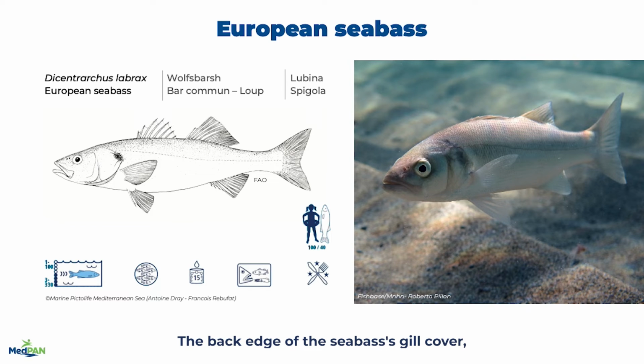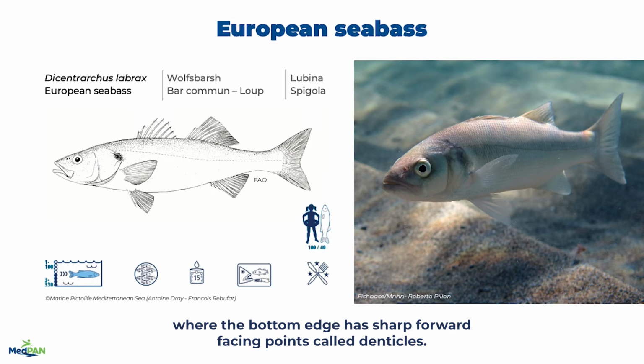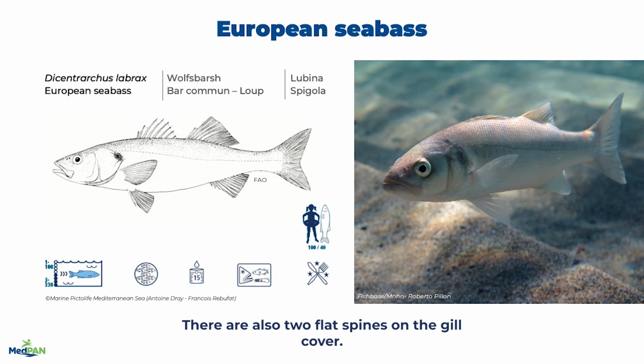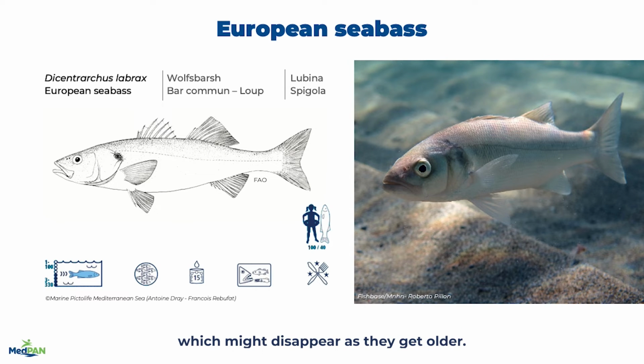The back edge of the sea bass gill cover, or opercle, has tiny saw-like or zigzag notches, while the bottom edge has sharp, forward-facing points called denticles. There are also two flat spines on the gill cover. Young sea bass usually have dark spots on their upper body which might disappear as they get older.